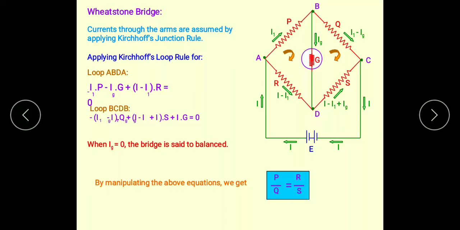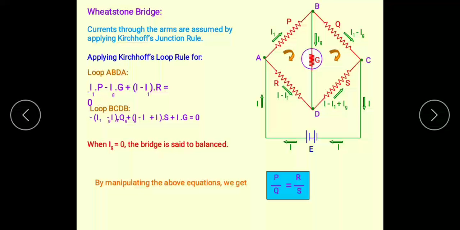In this condition, when Ig is 0, the Wheatstone bridge is said to be in balanced condition. What does it mean? It means that the potential at B and the potential at D will be equal. Hence, no current can flow through the BD branch of the Wheatstone bridge.